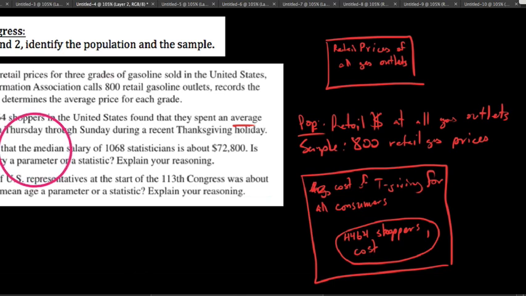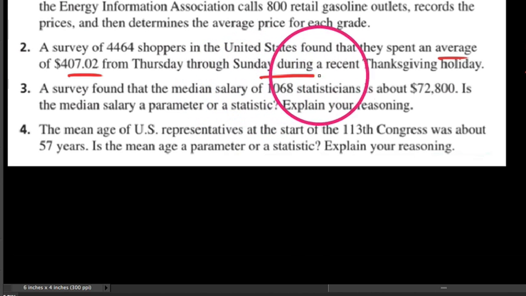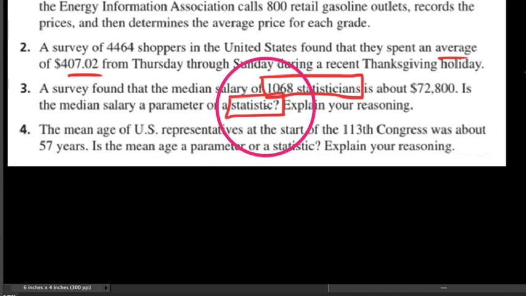Number 3, it says a survey found that the median salary of 1,068 statisticians is about $72,800. Is this median salary a parameter or statistic? They said that the median salary of this many statisticians, and so they did not say all statisticians. And so we would say that this is a statistic because it describes a sample.